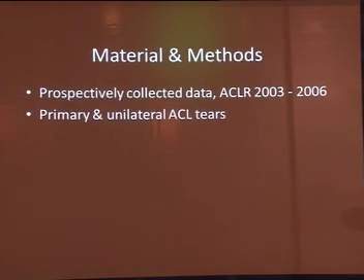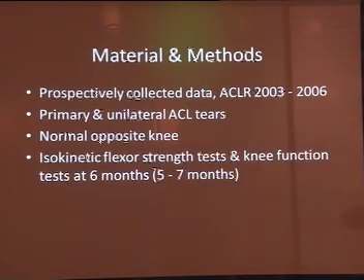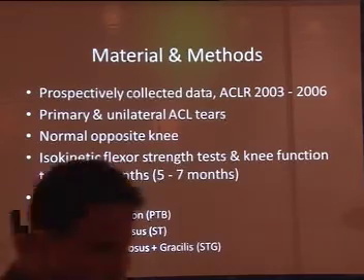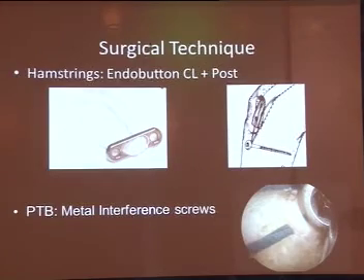Prospectively collected data, 2003 to 2006. It was all unilateral primary, normal opposite knee. We did isokinetic flexor strength assessments 6 months post-op, and we also did certain functional tests. Patients were in 3 groups: patellar tendon, semitendinosus plus gracilis. 943 cases, good numbers: 70 patellar tendon, 606 semitendinosus plus gracilis, more men, 27 years.